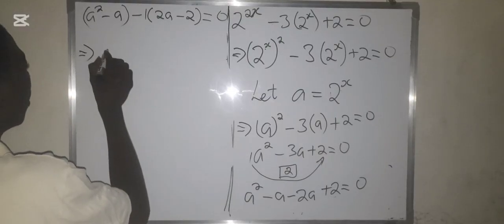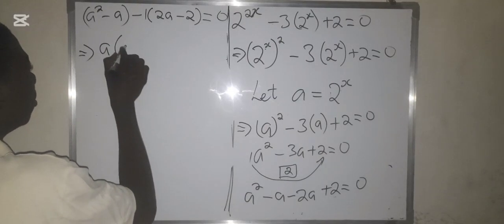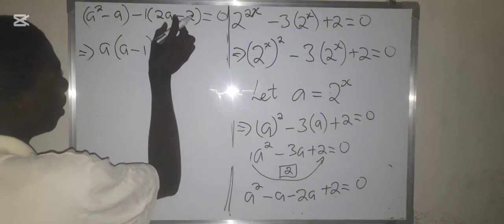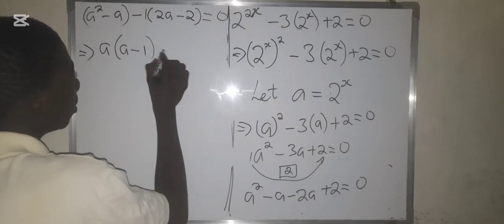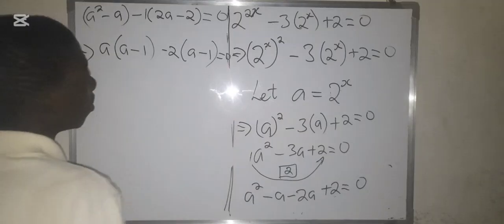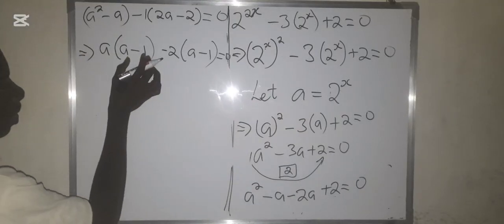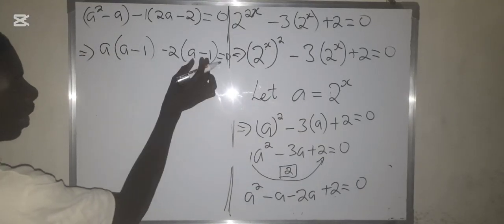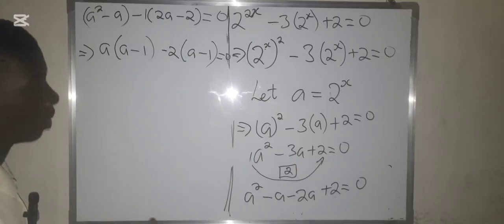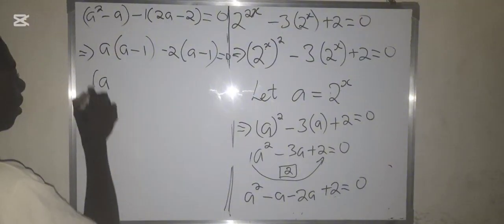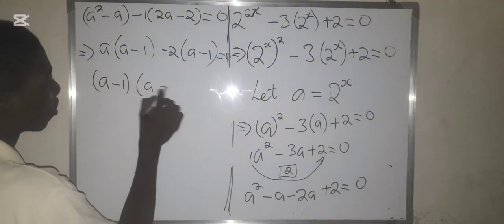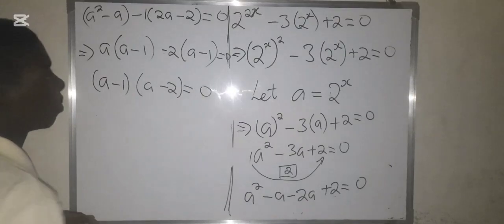What is common? a is common: a into a minus 1. Here also, what is common? 2 is common. We are going to say negative 2 into a minus 1, which equals 0. You can see that this bracket has a minus 1, and here also has a minus 1. We can take one of each bracket, so this is the same as a minus 1 into a minus 2, which equals 0.